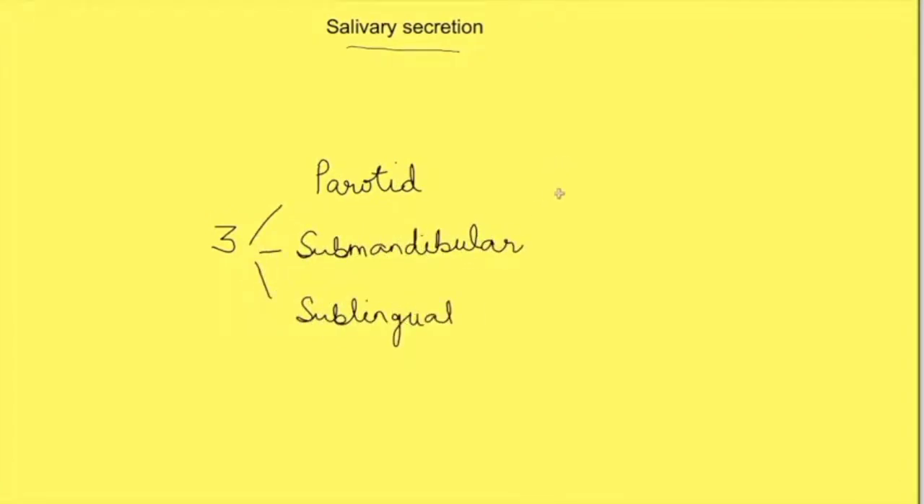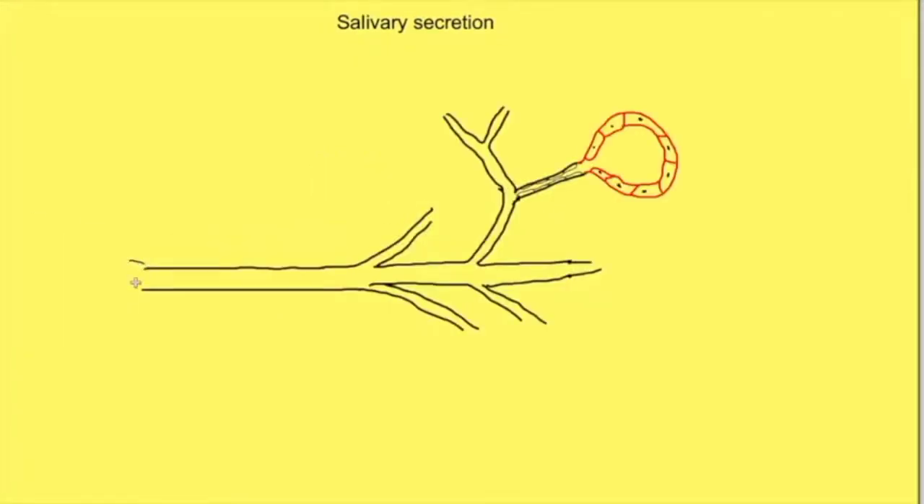So these three are major salivary glands, but apart from them, there are many minor salivary glands located throughout the oral mucosa. Now each salivary gland opens with a duct into the mouth. So this is the common duct which opens into the mouth. If we follow this duct, we will see that the duct branches into smaller ducts, which finally end in a blind sac, the acinus. So this red one shown here is the acinus.